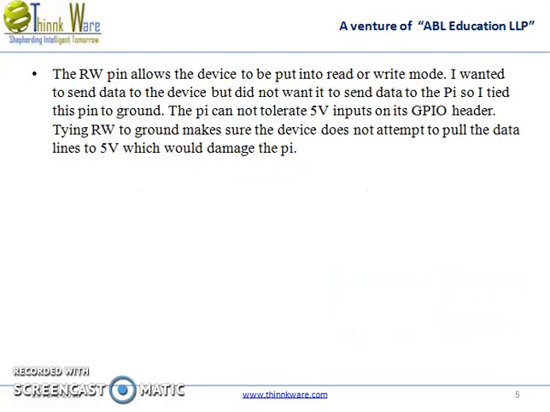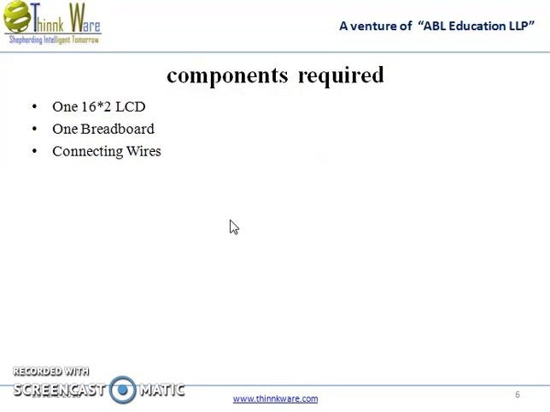The RW pin allows the device to be put into read or write mode. I wanted to send data to the device but did not want it to send data to the Pi, so I tied this pin to ground. The Pi cannot tolerate 5-volt input on its GPIO header. Tying RW to ground makes sure the device does not attempt to pull the data lines to 5 volts, which would damage the Pi. The components required are a 16x2 LCD display, a breadboard, and connecting wires.